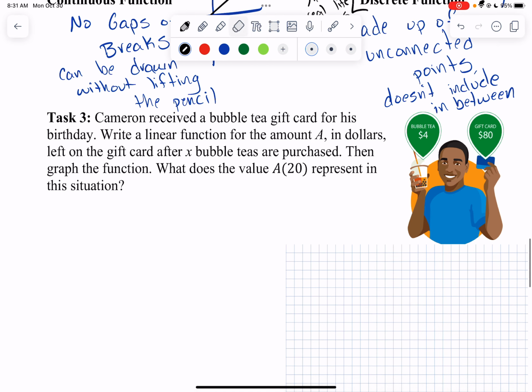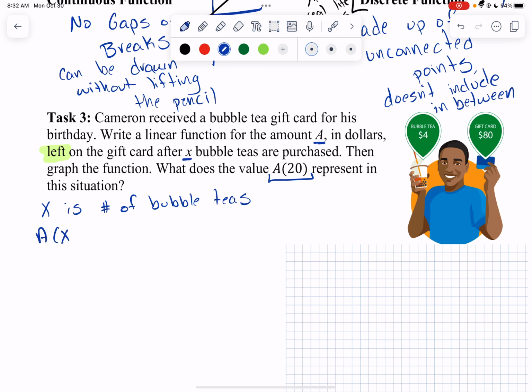First thing I'm going to do is try to make sense of this problem by creating a table. He got an $80 gift card. Bubble teas cost $4. I want to create a function, A of X. So we need to write a linear function for the amount A in dollars left on the gift card. X is the number of bubble teas, and A of X equals the money left on the card.